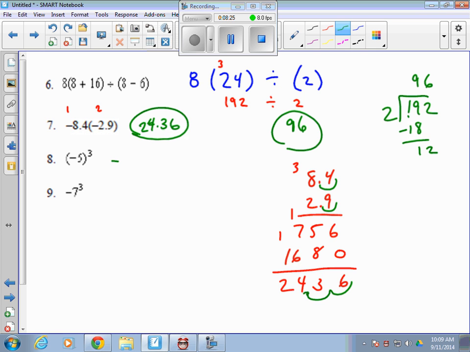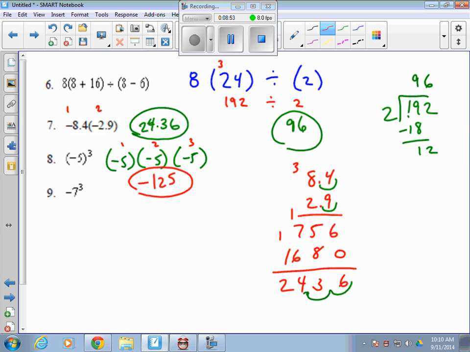For number 8, you have negative 5 to the 3rd power. That means negative 5, notice it's in parentheses, times negative 5 times negative 5. That is 3 negative amounts. That's an odd amount. That means at the end it's going to be a negative value. 5 times 5 is 25. 25 times 5 is 125. Negative 125.